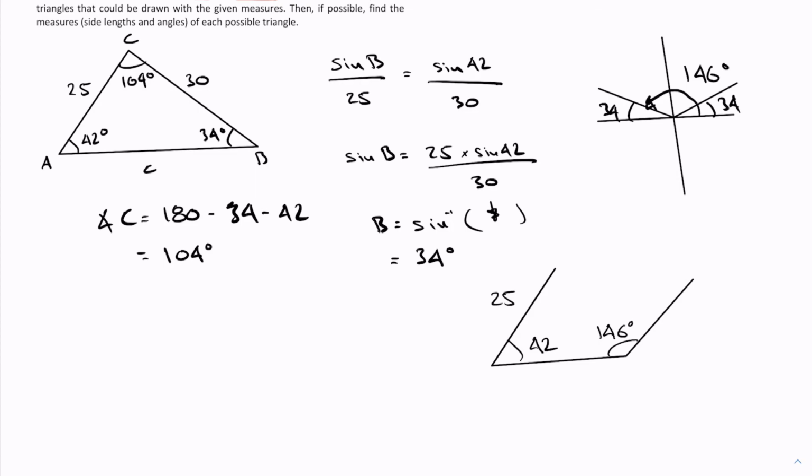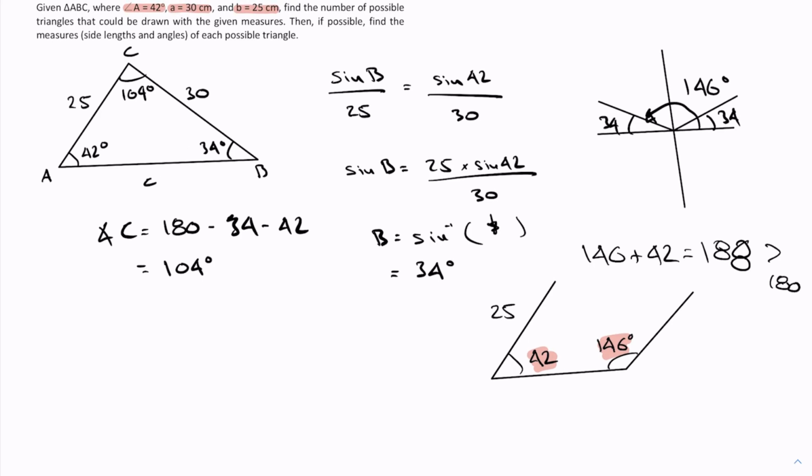But if you want to look at it analytically, just looking at the numbers, what happens when you add 146 and 42? You get 188, which is greater than 180, which means that we have no triangle, because in order to have a triangle, the angles must add to 180, and that doesn't match up. So the ambiguous case doesn't always yield a solution. In this case, we only had one answer, and that's this one here. The second case kind of fell apart.